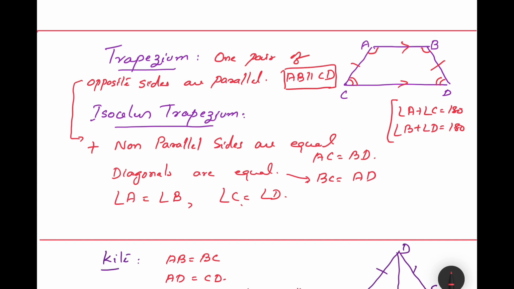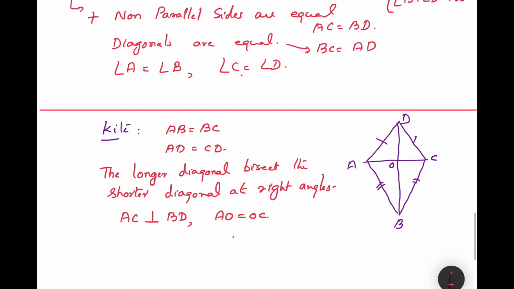So, trapezium, please remember, it is not a parallelogram. It is only a quadrilateral where only one pair of sides are parallel. If both the opposite sides are parallel, then it becomes a parallelogram.